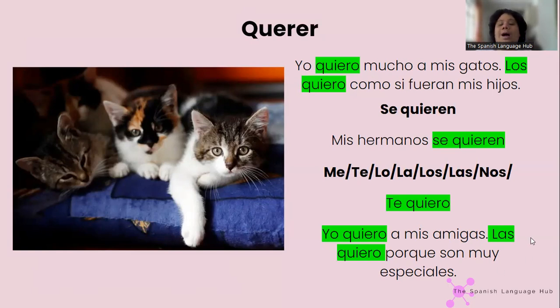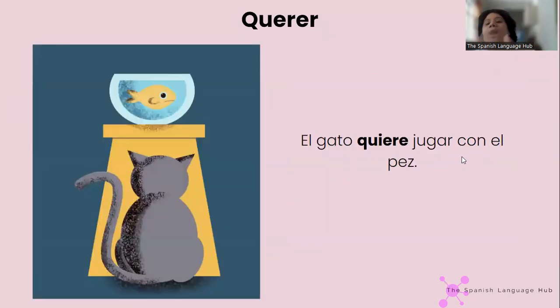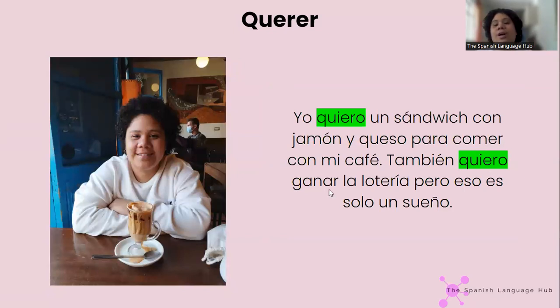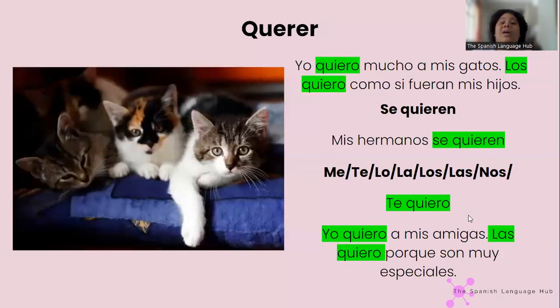Okay, so "yo quiero a." When you use "yo quiero a," it is because you are now using I love and not want. This is the difference here. "Queremos un mundo mejor. El gato quiere jugar. Yo quiero un sándwich. Quiero ganar la lotería." We're not going to use an A here. Now, when we are talking about love, we use "yo quiero a mis amigos, a mis padres, a mi país," my country.